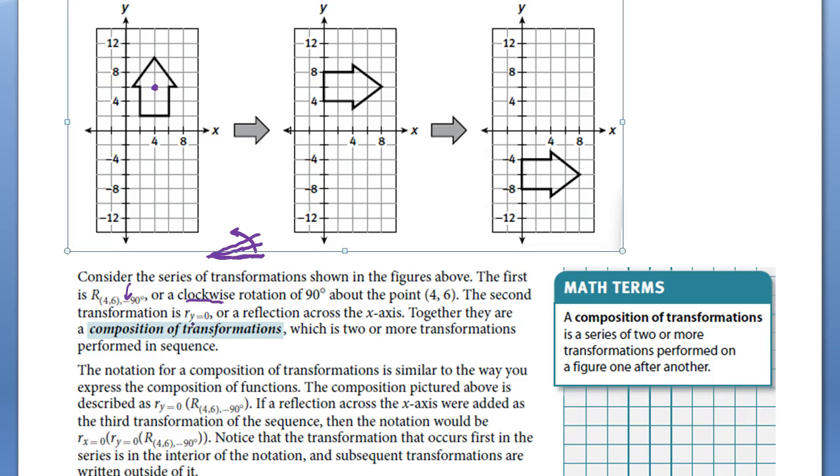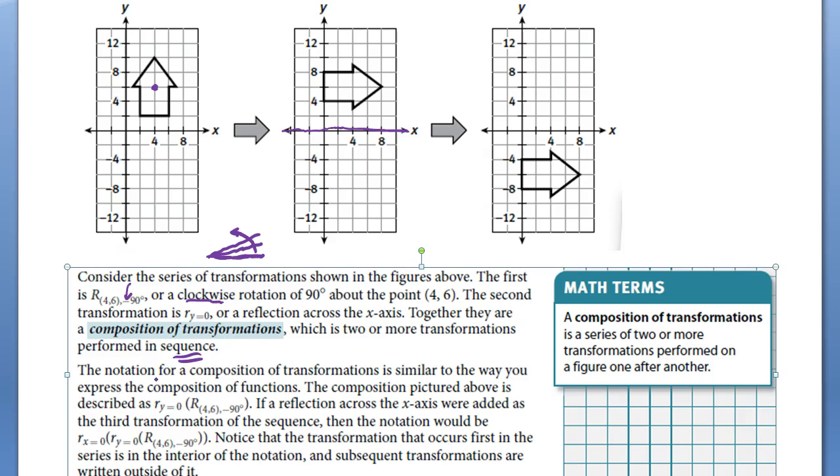The second transformation is, do you remember the lowercase r? That's a reflection over the line y equals 0. So the line y equals 0 is this horizontal line running right on the x-axis. We're reflecting that arrow to the other side of the line, and it ends up here. Together, these are a composition of transformations, or a sequence of transformations.